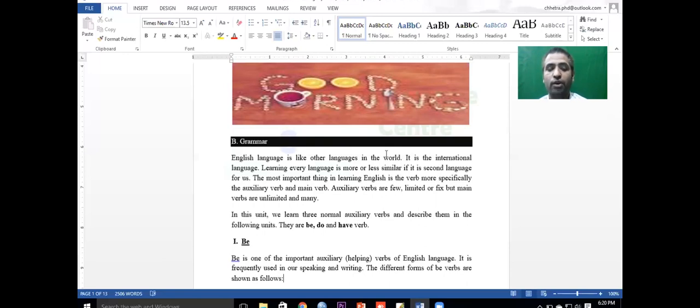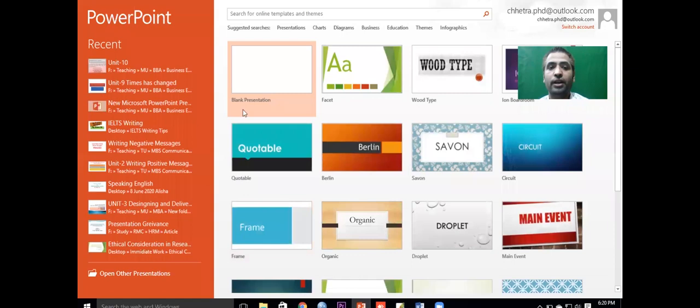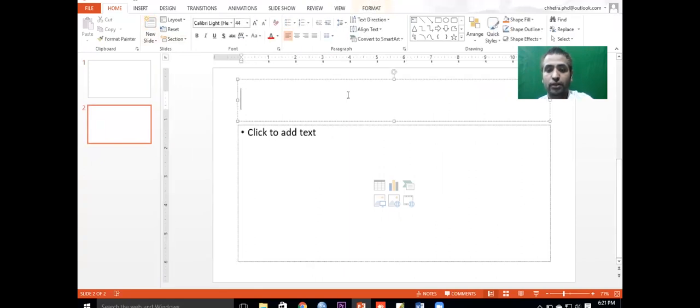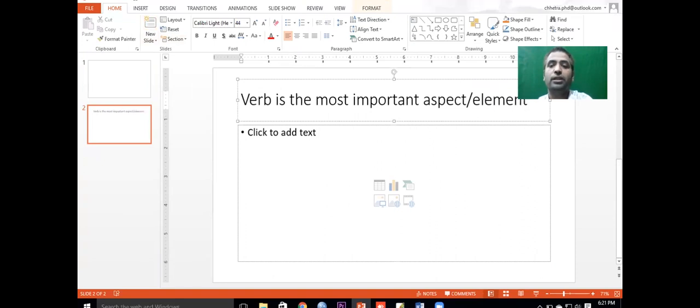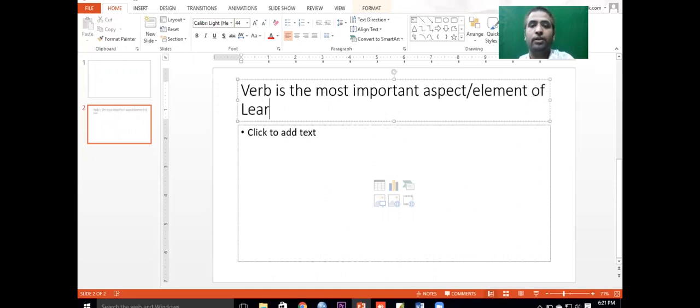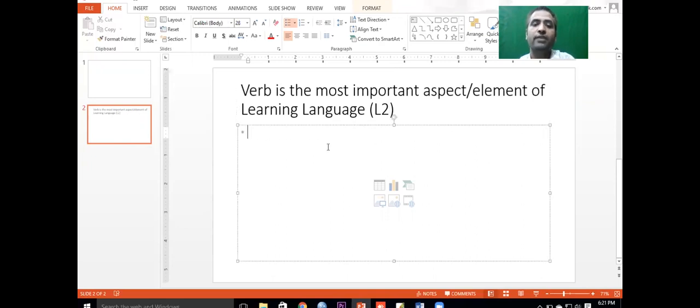So let me do that one, okay? Over here, I will type. Let me go to the PowerPoint over here. And this is the first one. So let me go to the new one, okay? A verb is the most important aspect, or you can say element, of learning a second language. We often say L2 also, okay? That means second language. So why is verb the most important thing?